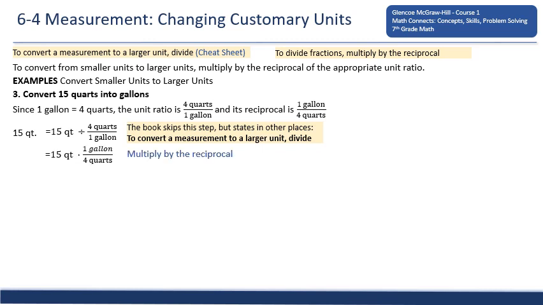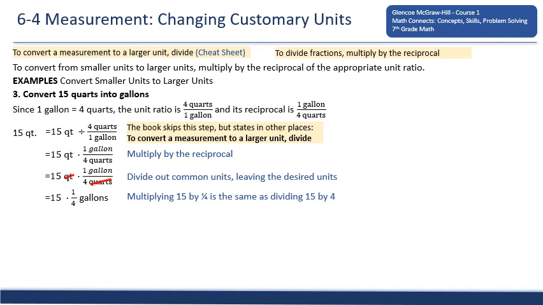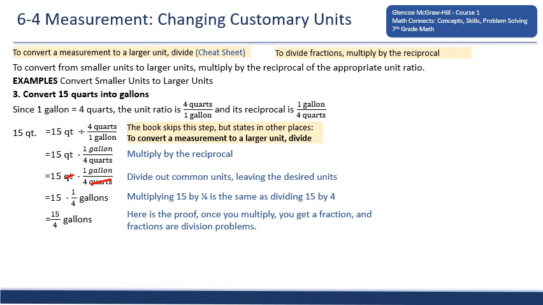So multiply by the reciprocal, 15 quarts times 1 gallon over 4 quarts. If we divide out the common units, quarts, we get 15 times 1/4 gallons. And if we multiply 15 by a quarter, it's the same as dividing 15 by 4. So we get 15 divided by 4 gallons, or 15/4 of gallons. So we get 3.75 gallons because 15 over 4 is the same as 15 divided by 4.